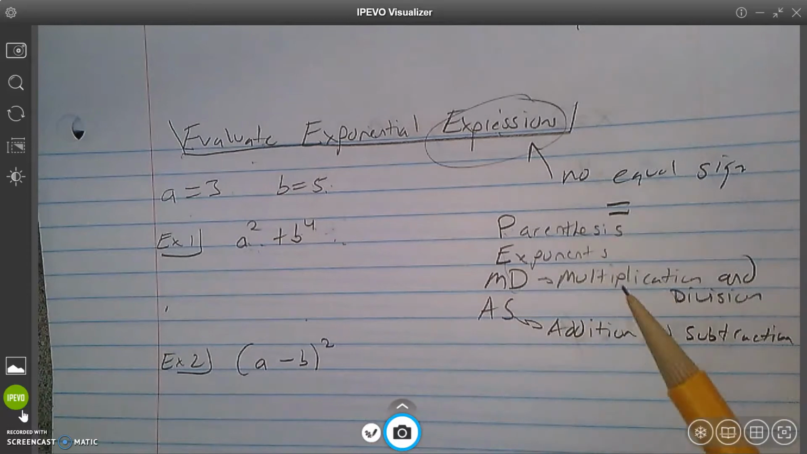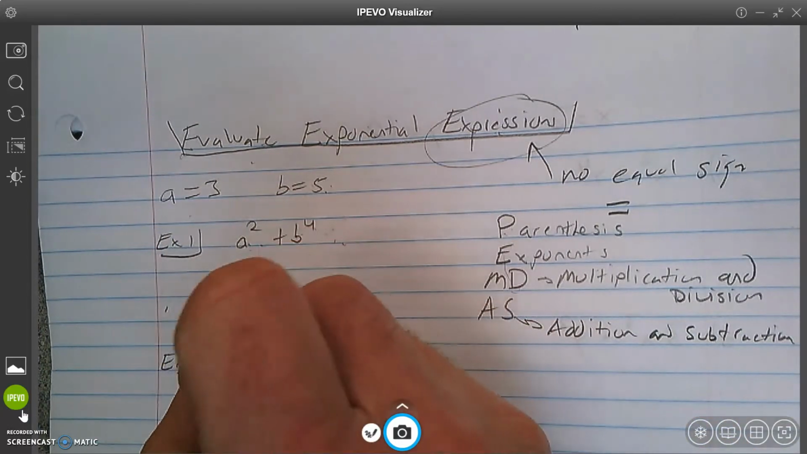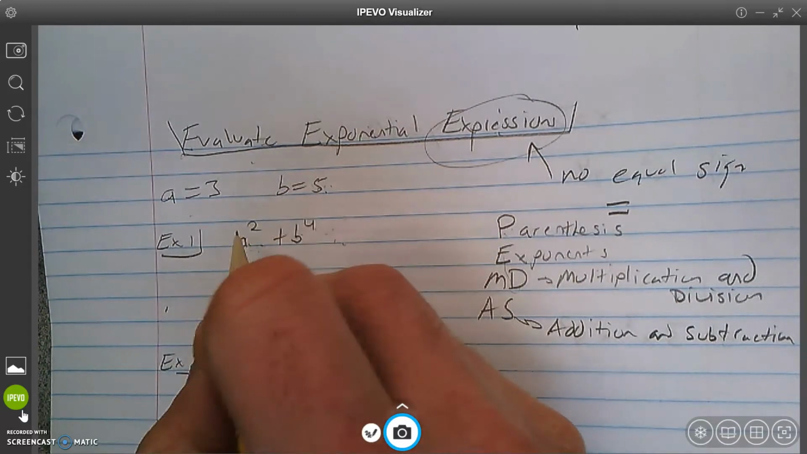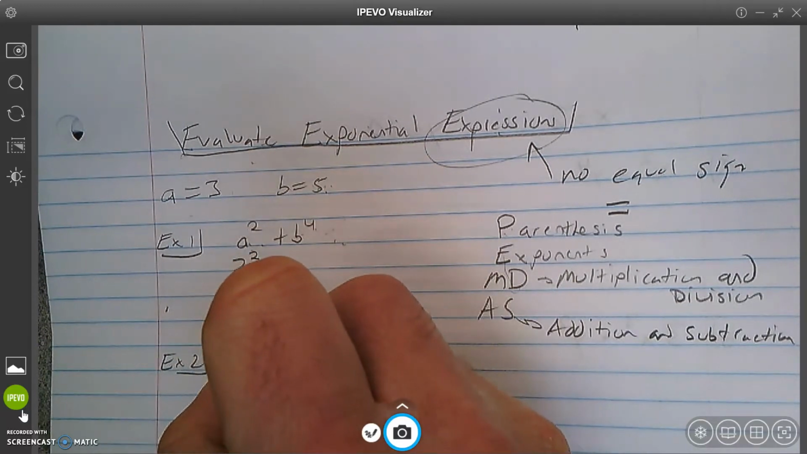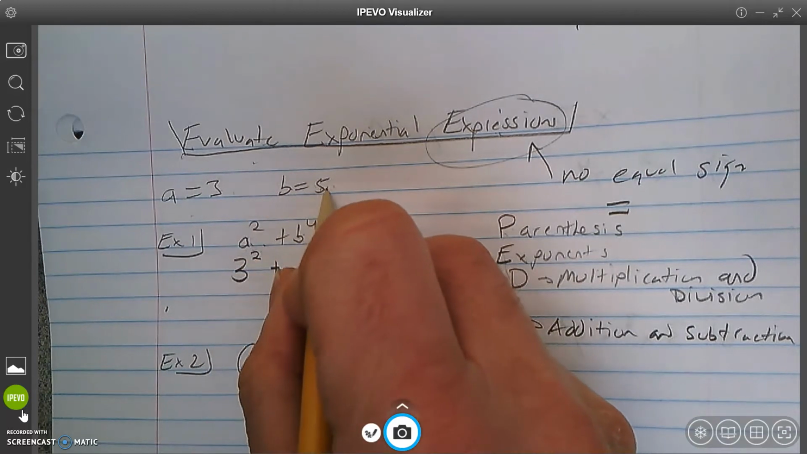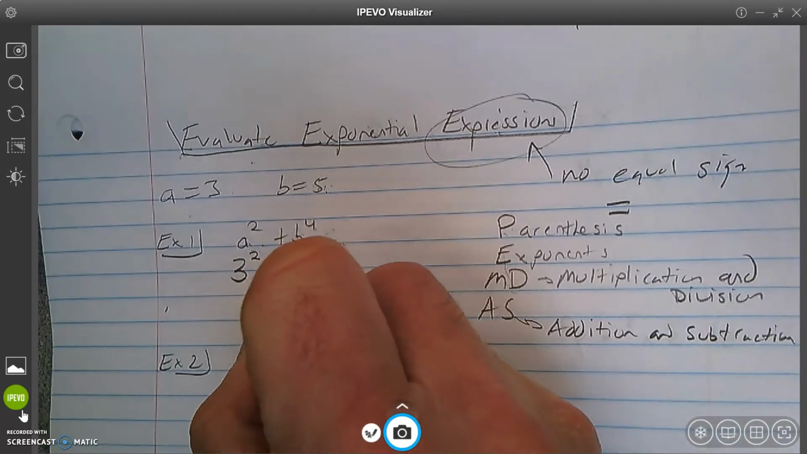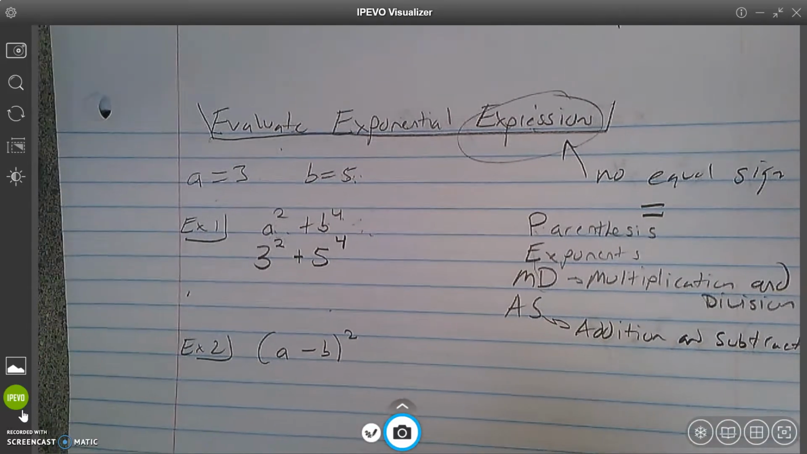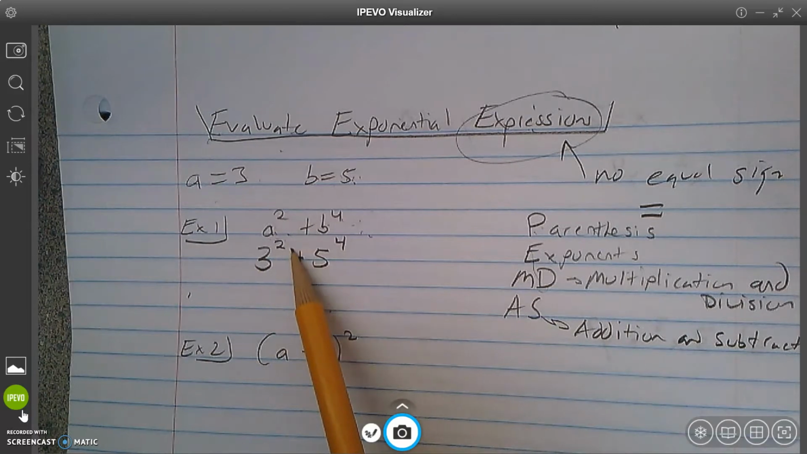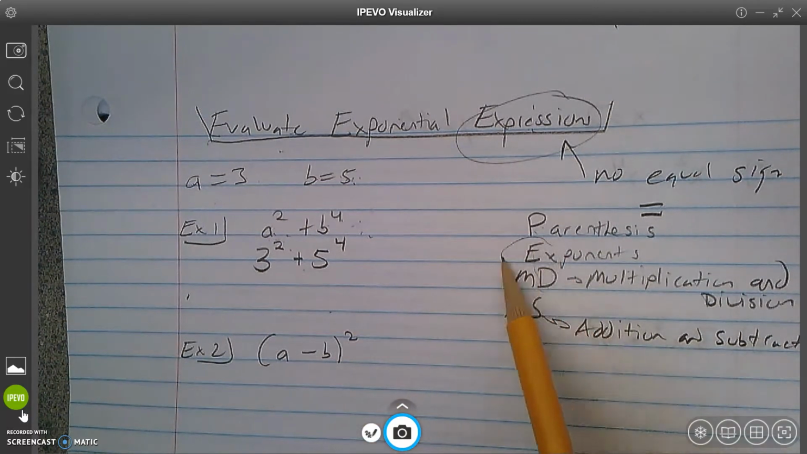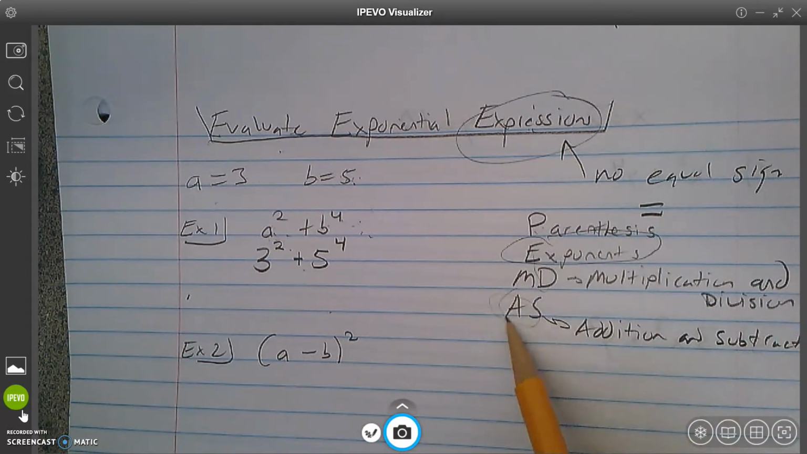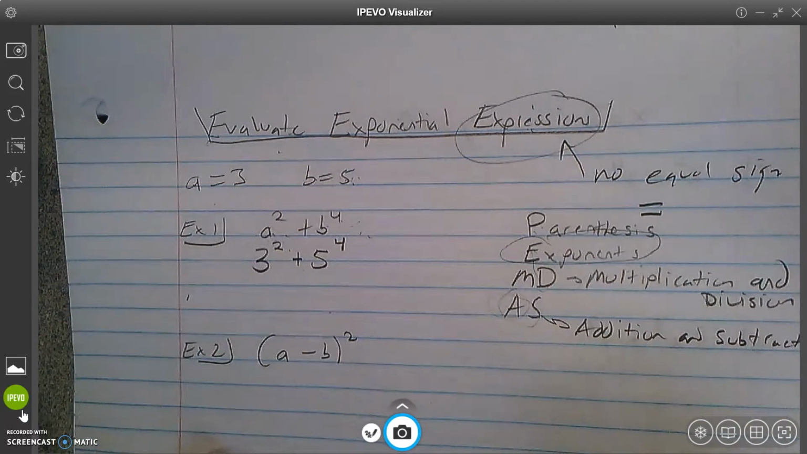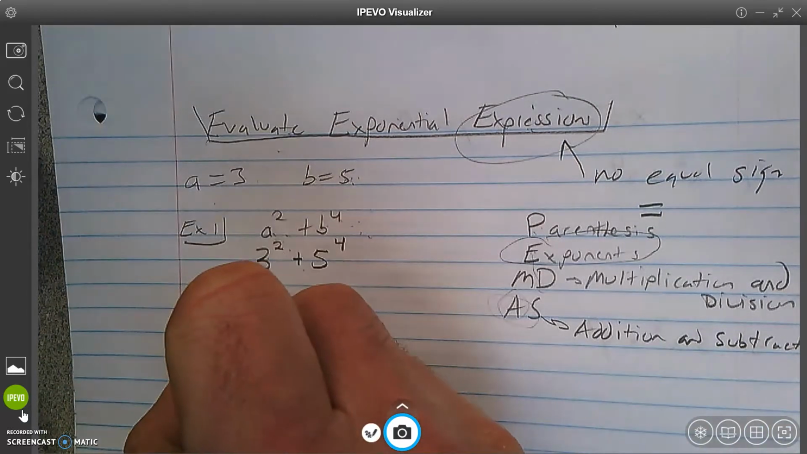Well, first I'm going to plug in. So that's going to be 3 because A is 3. It's not 5 because that's B. 3 squared plus B, which is 5 to the 4th. Okay, so now I need to simplify. I have exponents and addition, so I'm going to do exponents first and then addition after that, because exponents come first in our order of operations.